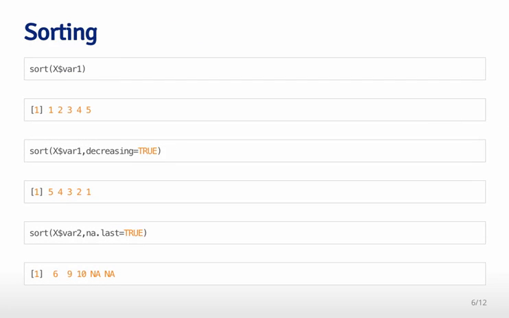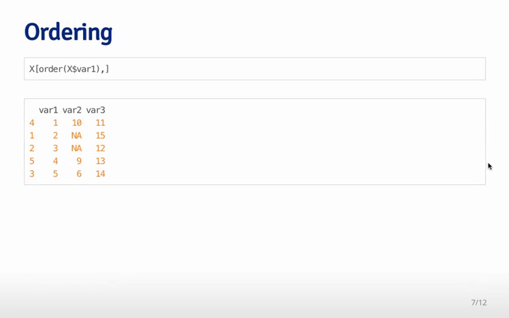You can also sort variables, using the sort command. If you type sort and then pass it x of variable 1, it will sort the values in increasing order. You can tell it to sort them in decreasing order with the parameter decreasing set equal to true. And the other thing you can do is when you're dealing with a variable that has missing values, you can tell it to put all the NA values at the end of the sort. So you can say NA.last equals true.